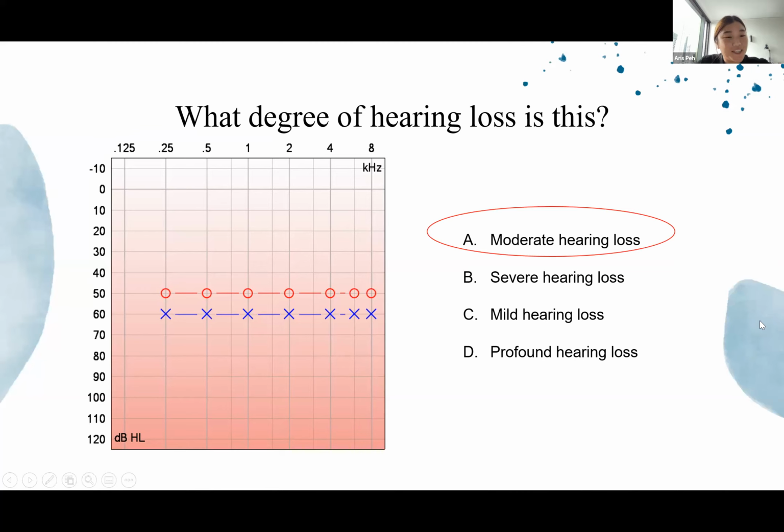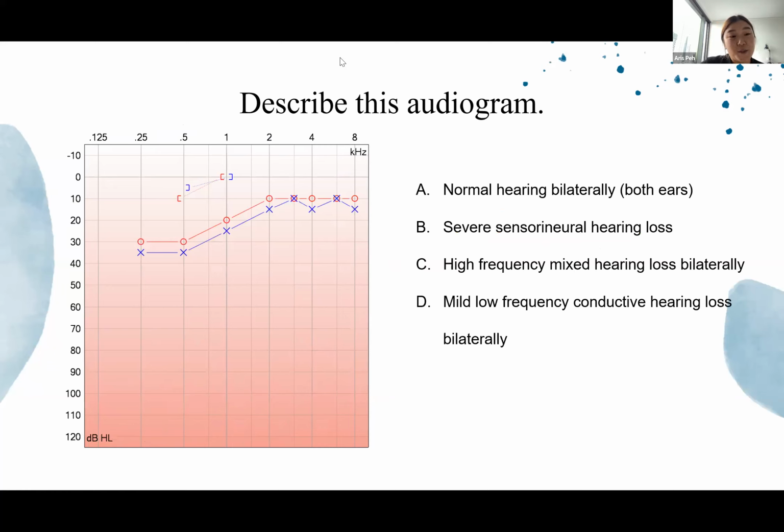Yeah, so for this question, the answer is moderate hearing loss because the thresholds are between 40 and 60, so it is a moderate hearing loss. The next question is to describe this audiogram. Option A is normal hearing bilaterally, meaning both ears. Option B is severe sensory neural hearing loss. Option C is high frequency mixed hearing loss bilaterally. And D is mild low frequency conductive hearing loss bilaterally.